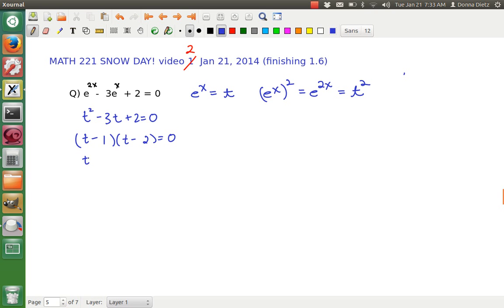So then t equals 1 or t equals 2, but you're not done because you have to go back to this format. e to the x equals 1, e to the x equals 2. Now you have to take the natural log of both sides. x equals natural log of 1, so x equals 0, and x equals natural log of 2.